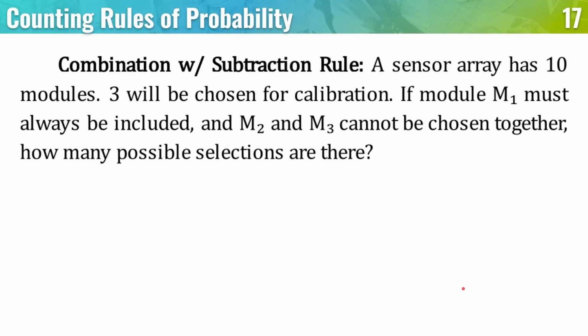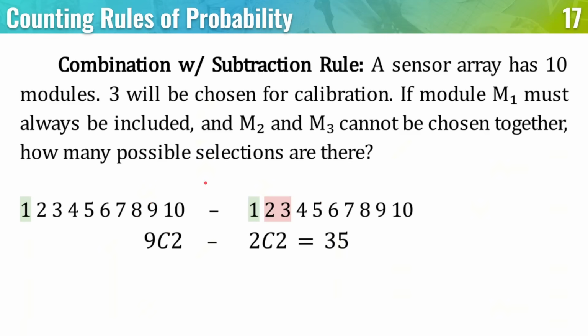Number 17. A sensor array has 10 modules. 3 will be chosen for calibration. If module M1 must always be included and M2 and M3 cannot be chosen together, how many possible selections are there? So there are 2 conditions that are given. First, M1 must always be included, and then M2 and M3 cannot be chosen together. For this one, we will only be applying the subtraction rule on the cannot be chosen together condition.